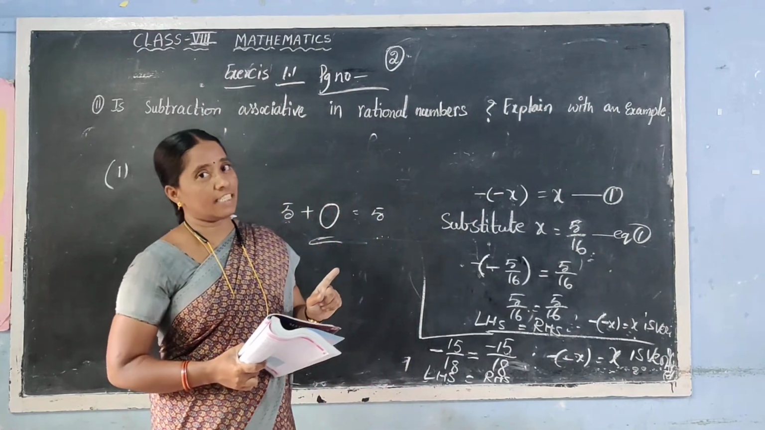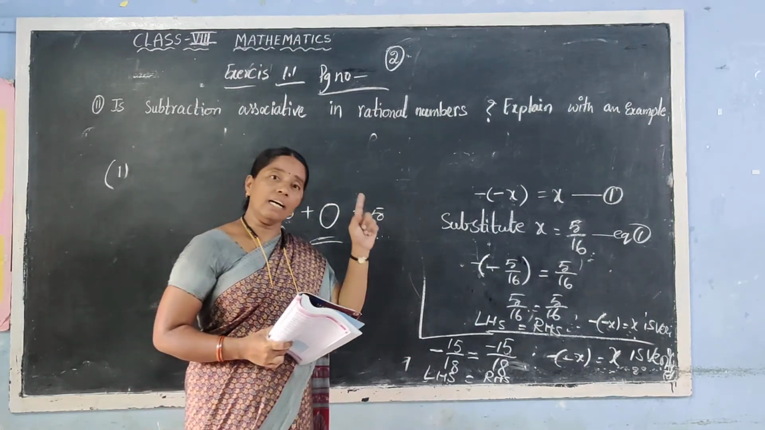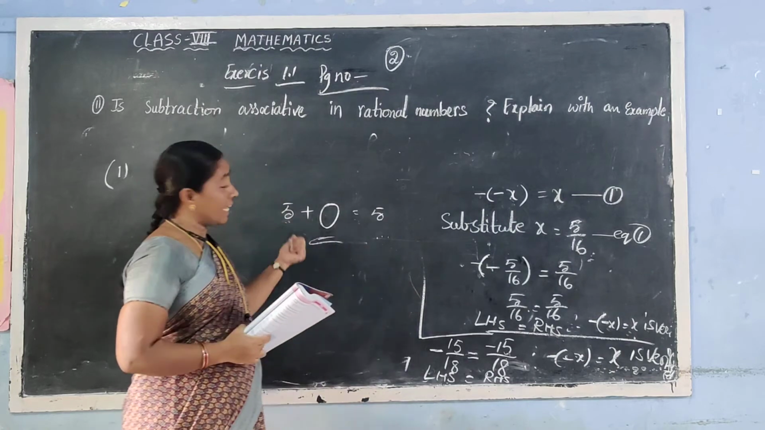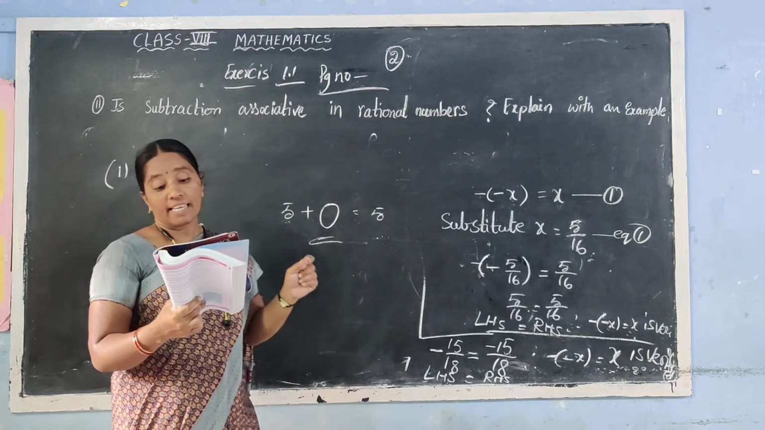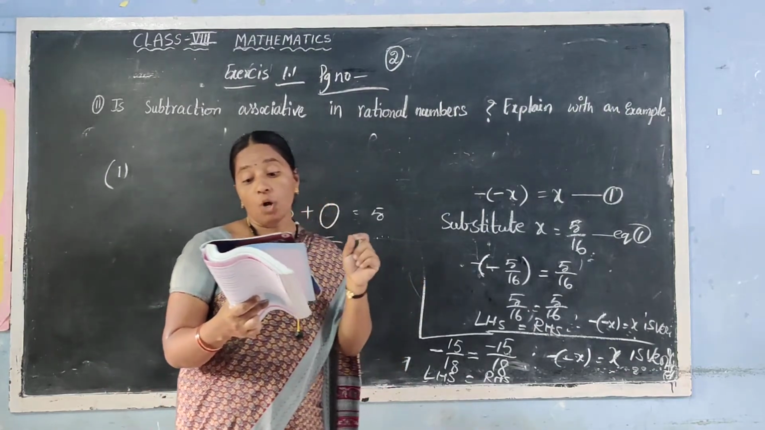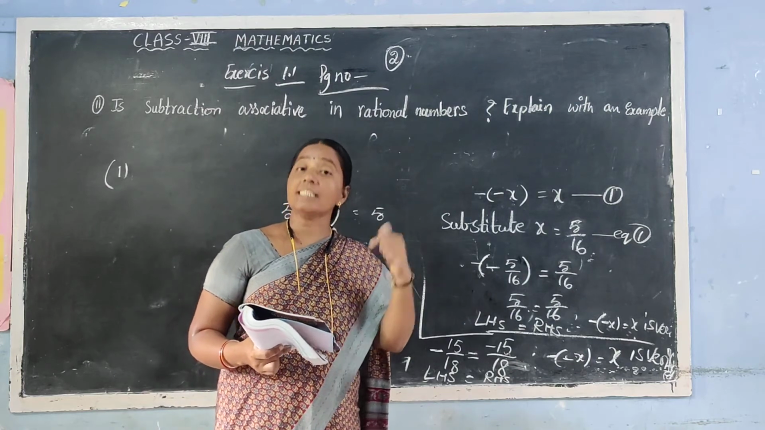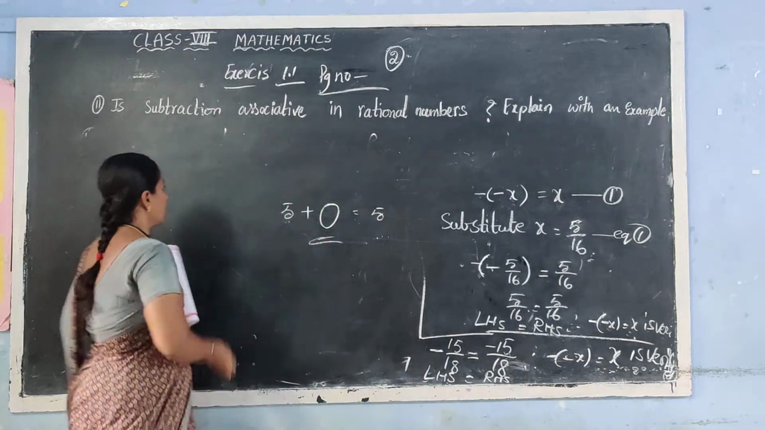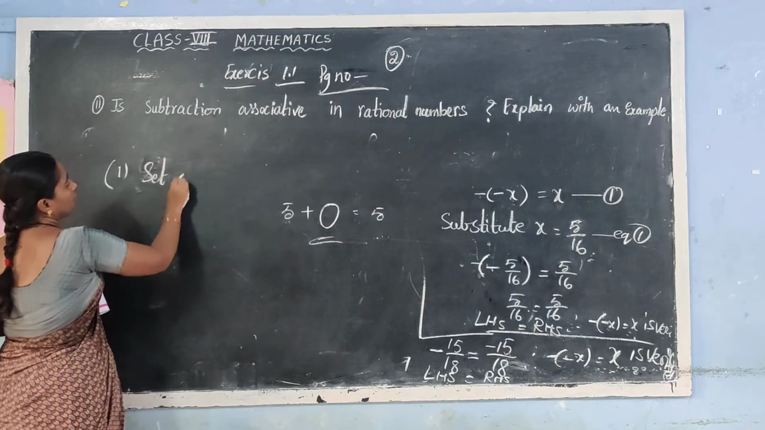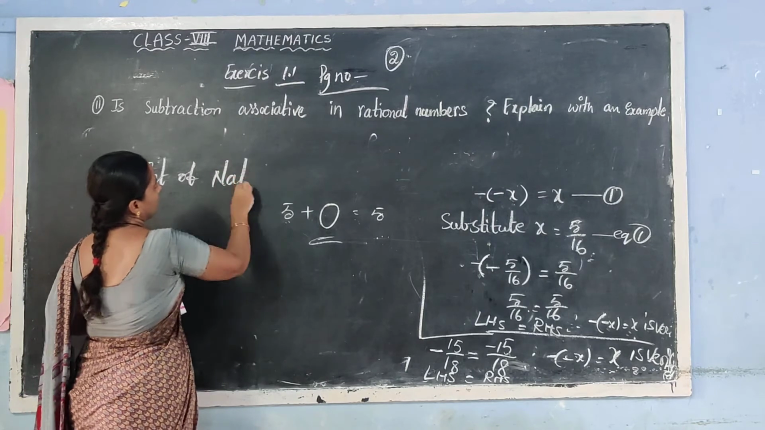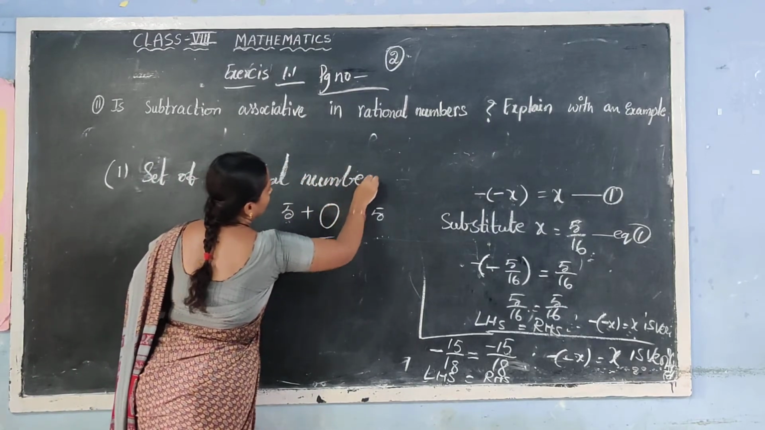0 exists in the set of whole numbers and in integers and in rational numbers also. But in natural numbers, 0 does not exist, no? So what they are asking, the set of numbers which do not have any additive identity. The answer is natural numbers. Set of natural numbers.